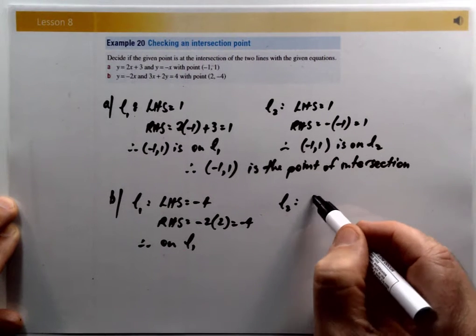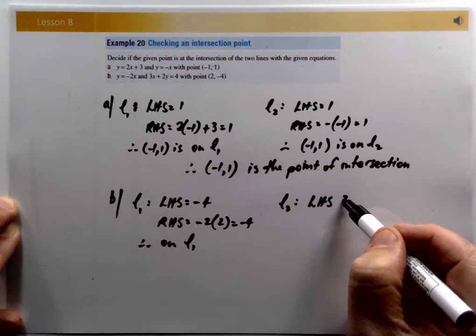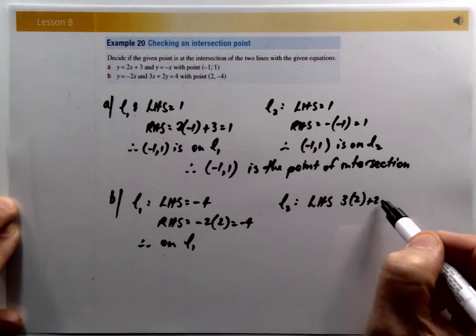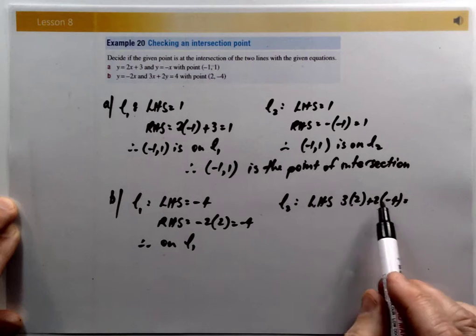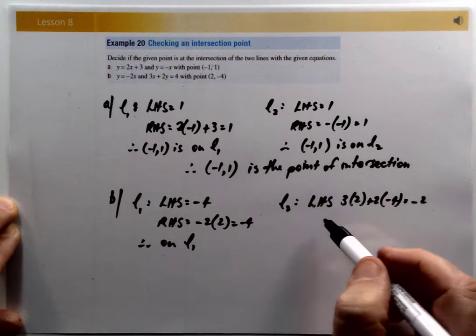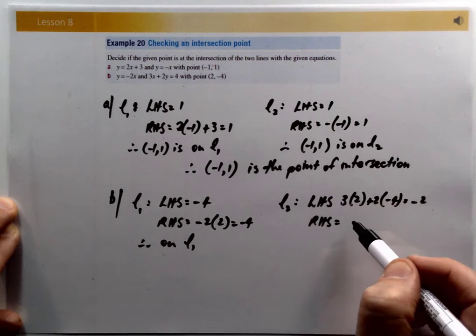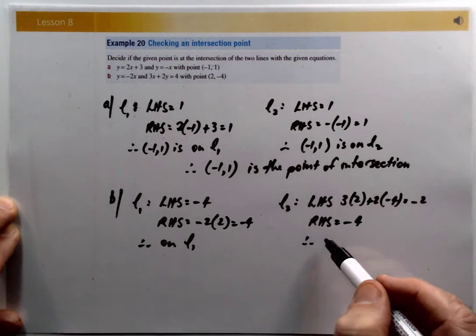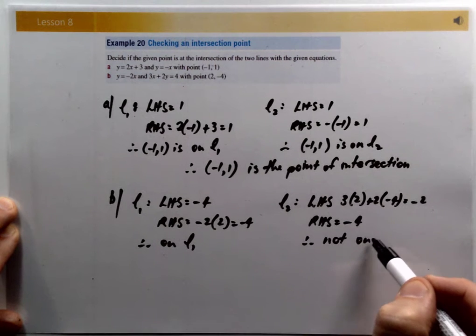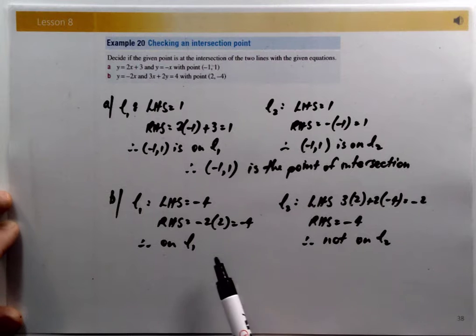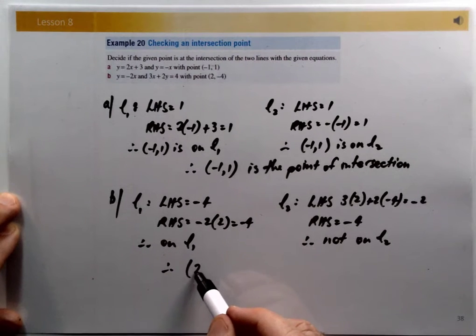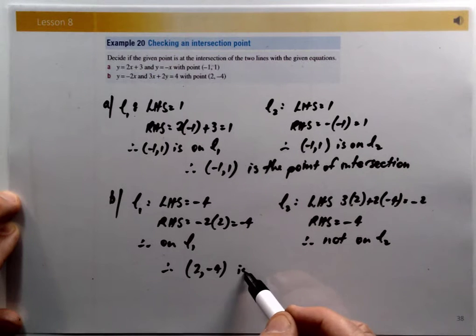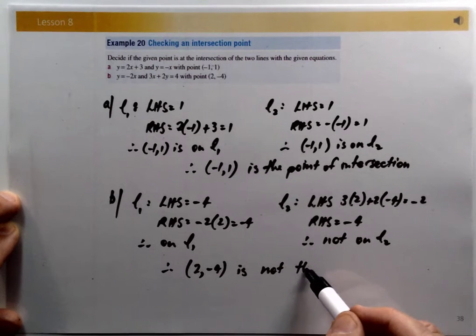For the second line, the left hand side is equal to 3 lots of the x value plus 2 lots of the y value. That's going to be 6 take away 8, which is minus 2. The right hand side is equal to minus 4, so therefore it's not on L2. So look, it's on this line, but it's not on that line, so therefore 2, minus 4 is not the point of intersection.